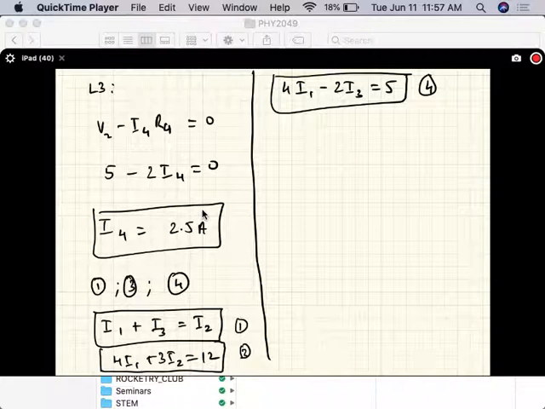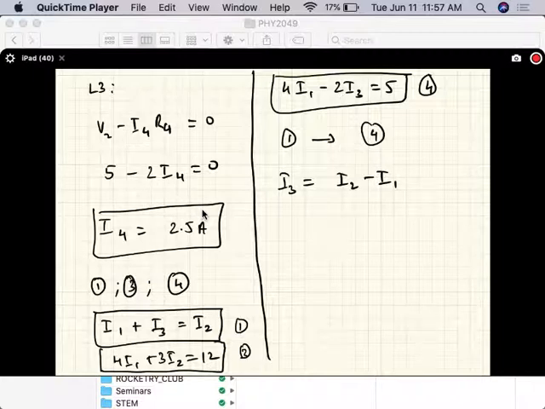All right, so now, three equations and three unknowns, let's solve for that. What we'll do is take information from equation 1 and substitute it in equation 4. Equation 1 tells us I3 is equal to I2 minus I1, and we are going to substitute that in 4. So 4I1 minus 2 times I2 minus I1 is equal to 5.